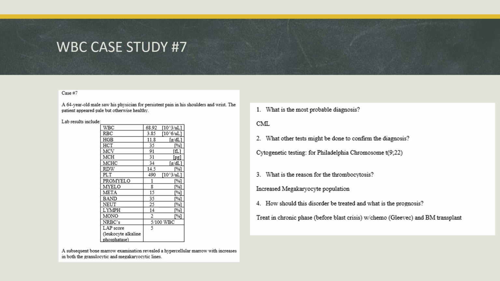Okay, let's look at his differential now. So we do have a variety of immature granulocytes present. We have promyelocyte 1, myelocyte 8, metamyelocyte 15, 35% bands, 25% neutrophils, 14% lymphocytes, and 2% monocytes. He also has some nucleated red blood cells, so 5 out of 100.